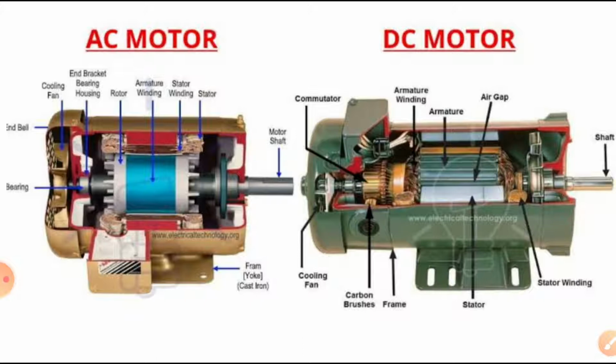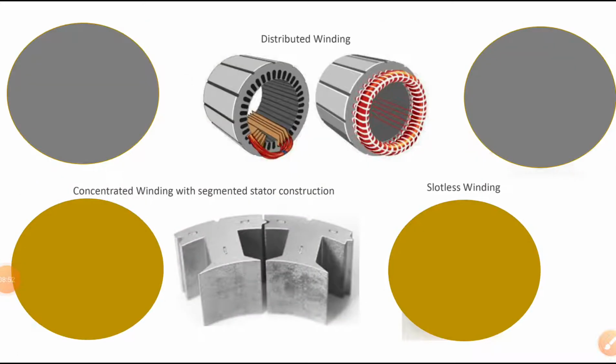Our armature is the stationary part, so it is easy to wound. There is no insulation problem also. That is why most of the industries prefer AC motors. Here, how the windings are distributed.